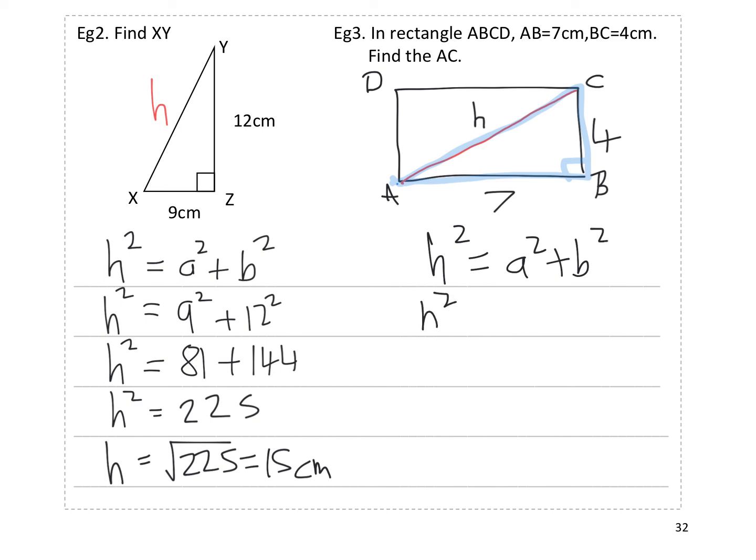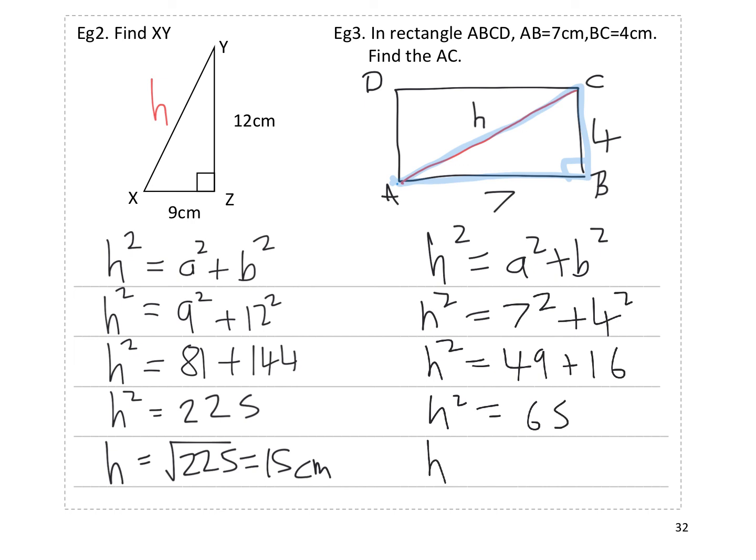So the hypotenuse squared would be, and the short sides are the 7 and the 4. Doesn't matter which way round they are. 7 squared plus 4 squared. That's 49 plus 16. And that gives you 65.